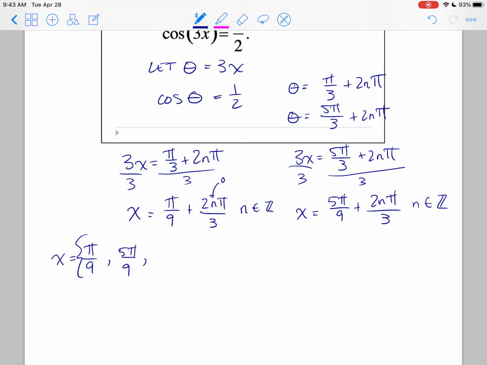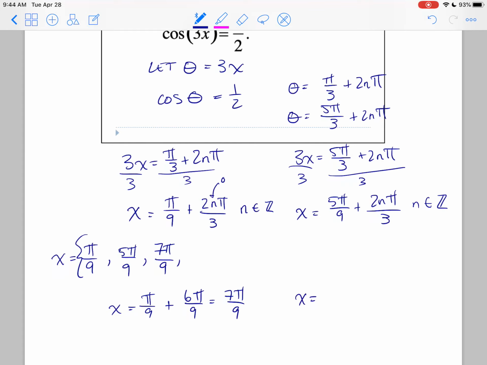So let's plug in 1 for n. If I plug in 1 for n, my first equation is pi over 9 plus 2 pi over 3, which instead of writing 2 pi over 3, I'm going to write as 6 pi over 9. And 6 pi over 9 plus pi over 9 is 7 pi over 9. Is that between 0 and 2 pi? Yes, it's actually less than pi. So we're still less than pi at this point. And we have 3 solutions.